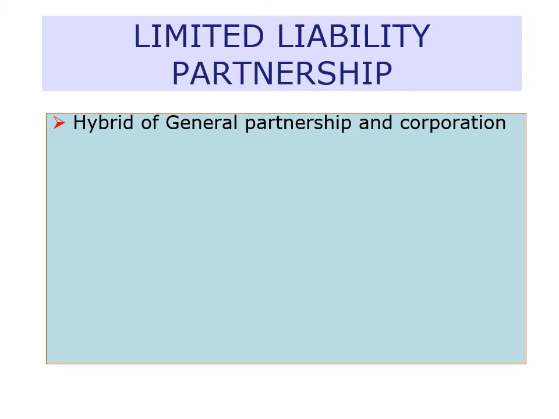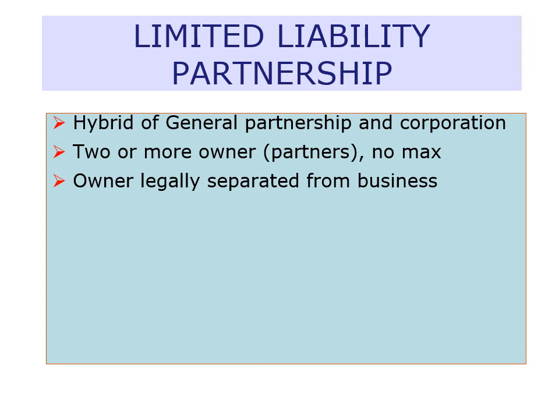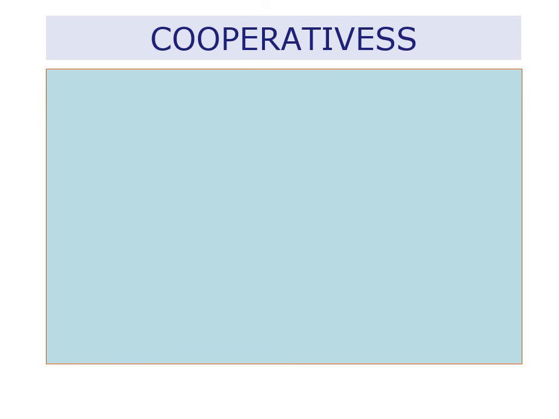Another form of business that is quite new, from the 2016 Companies Act, is the limited liability partnership. It is actually a hybrid of general partnerships and corporations. You can have two or more partners, and there is no maximum number of partners. And the owner, surprisingly, will be legally separate from this business.